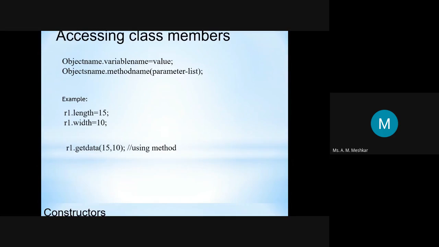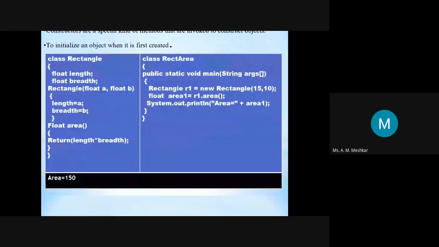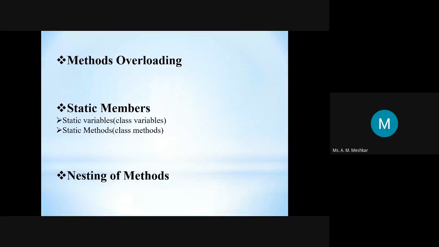Then constructors in Java, how we can use them to initialize the object's data fields at the time of their creation using a constructor. And then some topics that we covered in brief: method overloading, static members, wherein static variables and static methods both are included, which are also known as class variables or class methods, because they belong to the class overall and they are not a part of objects. That's why they are known as class variables and class methods. And then nesting of methods.